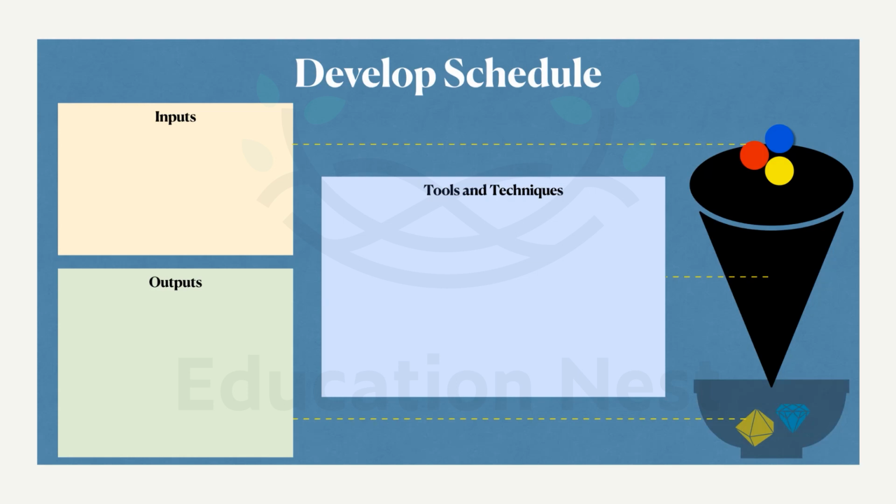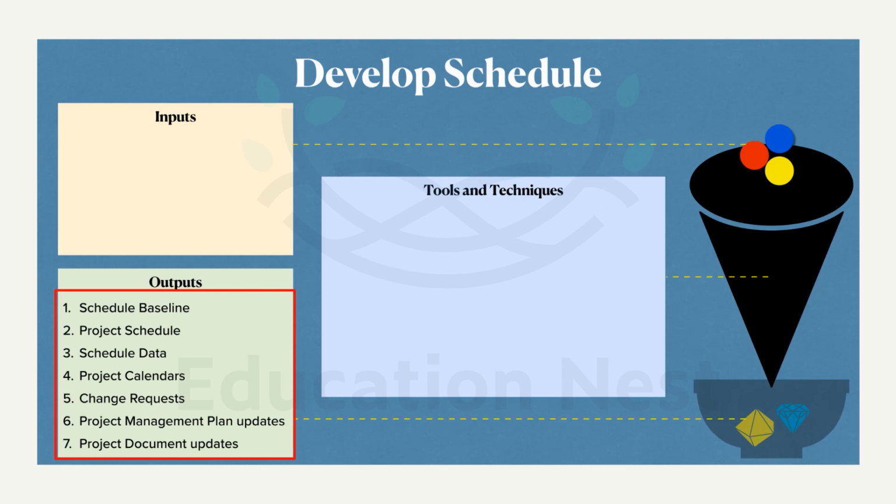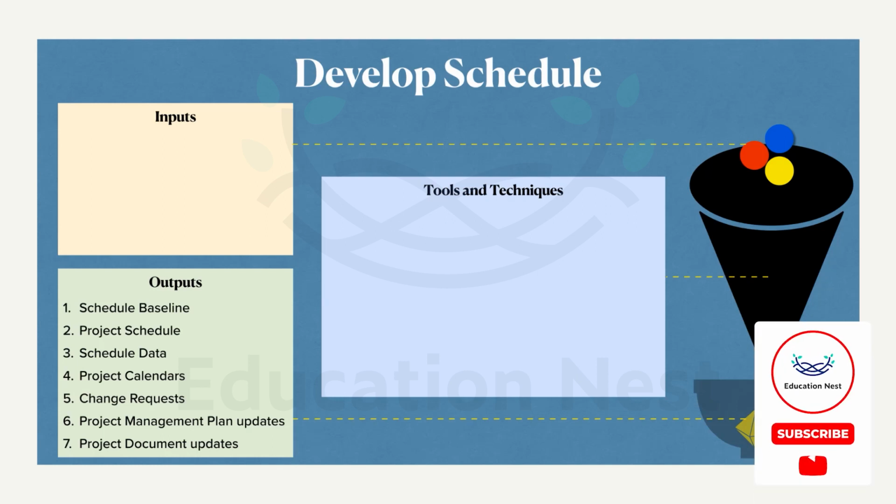Let's see what we need to produce as outputs. Okay, a lot of them. We need to baseline the schedule as a result of the process. I hope you all still remember what a baseline is. Baseline is nothing but an approved schedule. Schedule management, schedule plan versus schedule baseline. Plan is the not approved plan, and baseline is the approved plan. So we have to get the schedule baselined or approved at the end of this process.